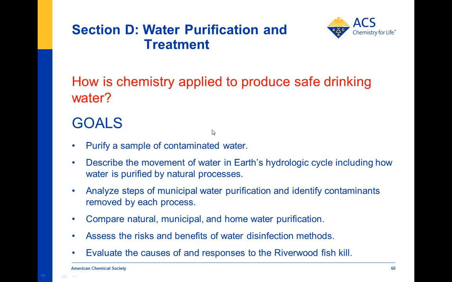All right, section D looks at water purification and treatment. We start off with an invitation to a town council meeting, and then let's take a look at the goals. We're going to purify some contaminated water. We're going to take a look at the hydrologic cycle, which most students have seen before. We're going to look at municipal water purification. We're going to do a comparison of different types of water purification. We're going to look at risks and benefits, and we're going to figure out what killed the fish and who is responsible.